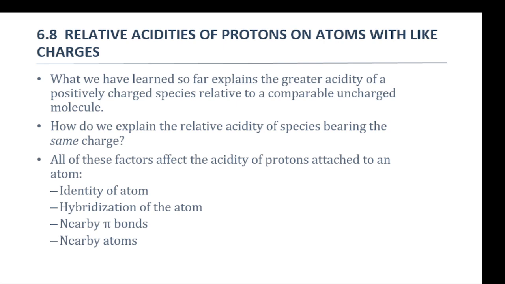Okay, so we've learned a lot about acidity and basicity and which directions are going to go, right? And so we learned how to explain the charged species and comparable uncharged molecules, relative acidity of species bearing the same charge, all the factors that are going to be the acidity of the proton, for example, the identity of the atom, the hybridization of the atom, nearby pi bonds, nearby atoms, are all going to be important to determine the acidity of that H+. And so how are these things going to determine those? What would you expect the acidity to do as you add something more electronegative to it?